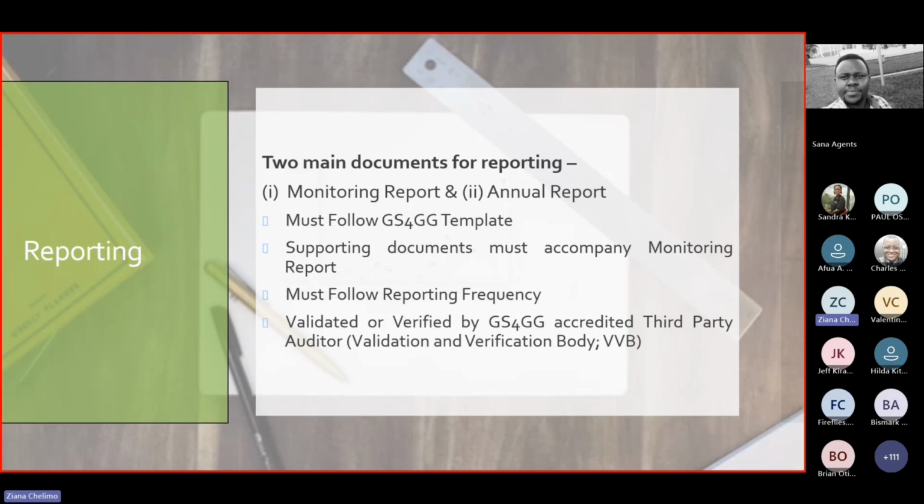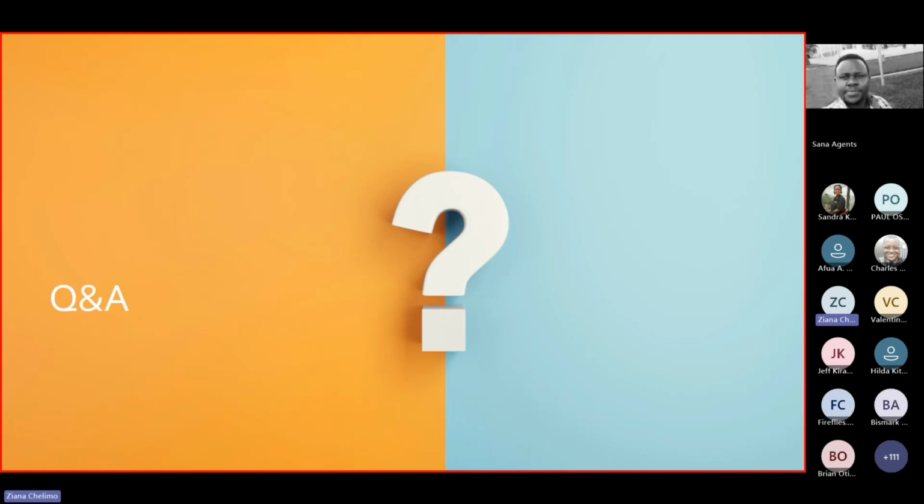The VVB plays a critical role in conducting the performance review of the project, and they are accredited third-party organizations responsible for validating a project's design and verifying its actual performance in terms of emission reductions, carbon sequestration, and sustainable development contribution. And with that brings us to the end of our webinar and our last and final module.